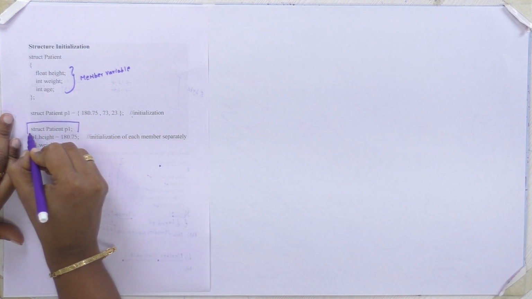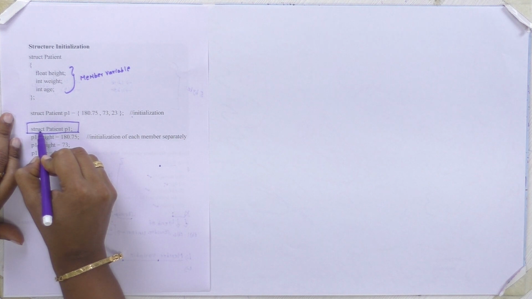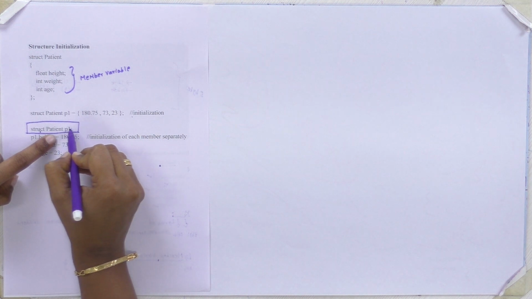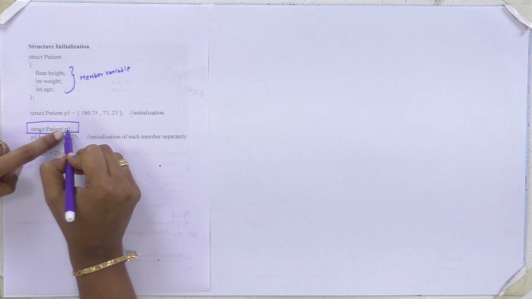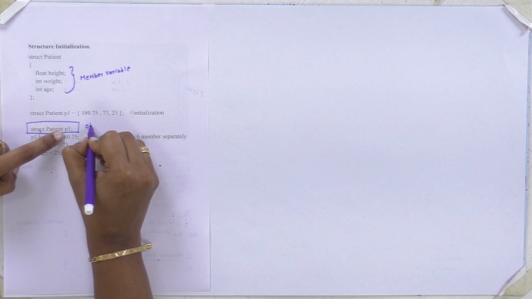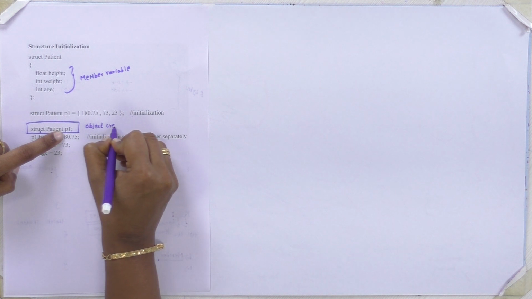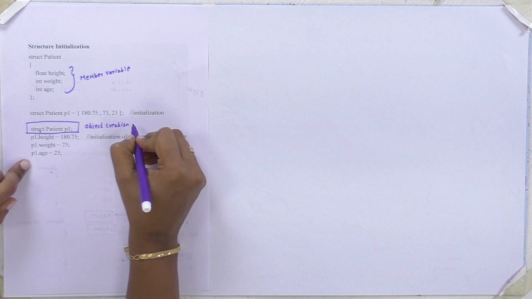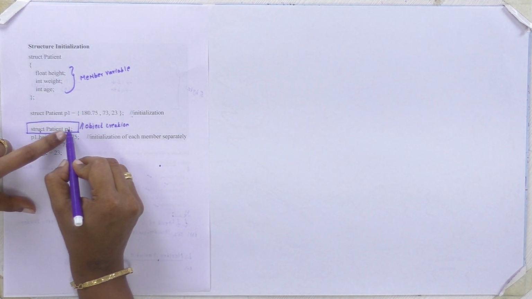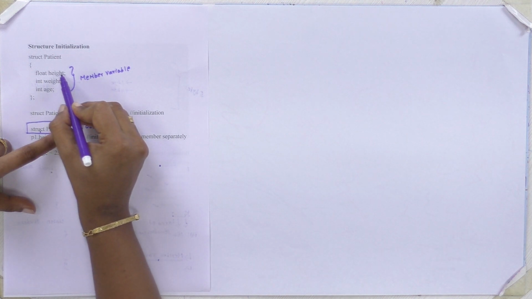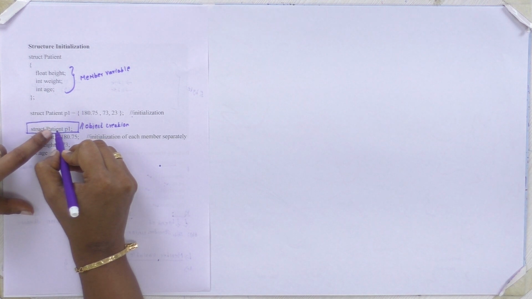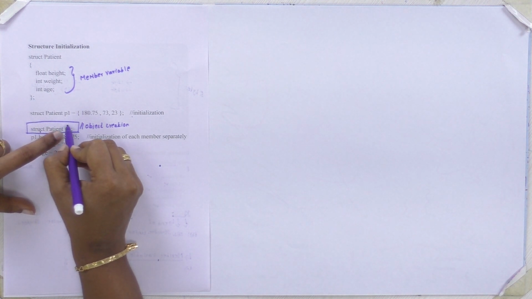So let's take this line. Here struct is a keyword, patient is our structure name, then P1. So P1 is the object. By using this object, we are going to access these member variables. This is the object creation. You can create this object in this way also. By using P1, you are going to access the height, weight, age, because P1 is the object of the patient.